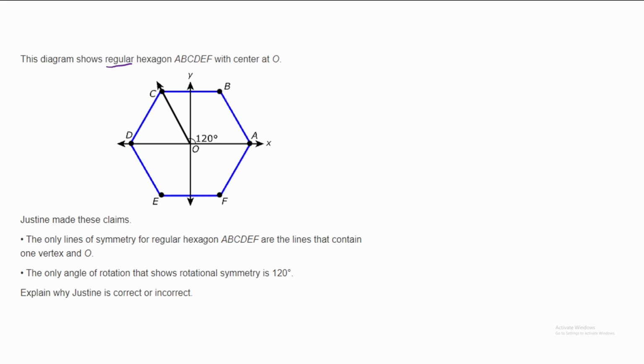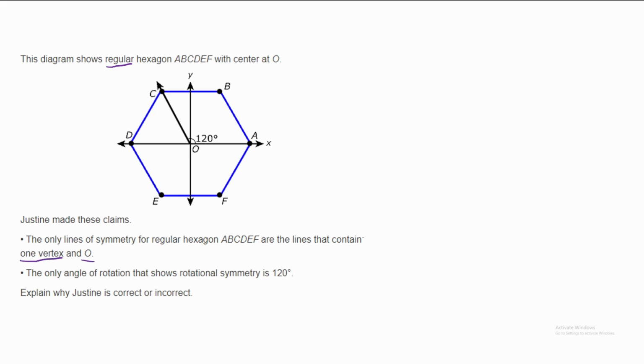So CB is equal to BA, which is equal to AF, which is equal to FE, which is equal to ED, which is equal to DC, right? The hexagon ABCDEF with the center at O, right? And it gives us an angle here already at 120. Why? Because it says Justine made these claims. The only lines of symmetry for a regular hexagon ABCDEF are lines that contain one vertex and O.